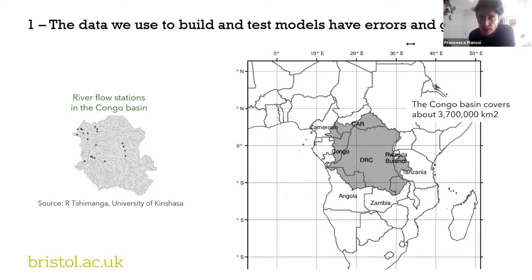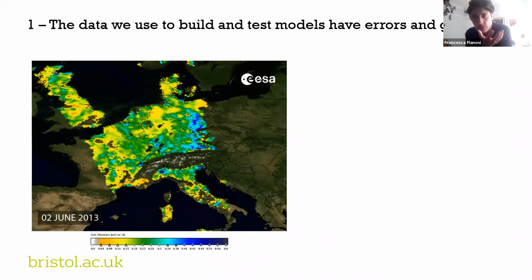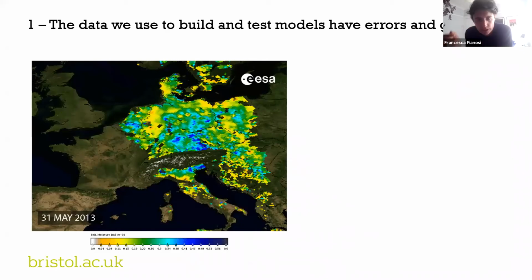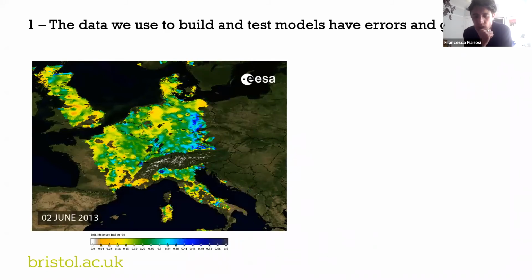And to give you an idea, this is 20 stations that are meant to cover a river basin that extends for almost 4 million square kilometers. So huge gaps. We might ask ourselves whether, going ahead, these problems will be overcome, given that we now have these amazing new monitoring techniques.